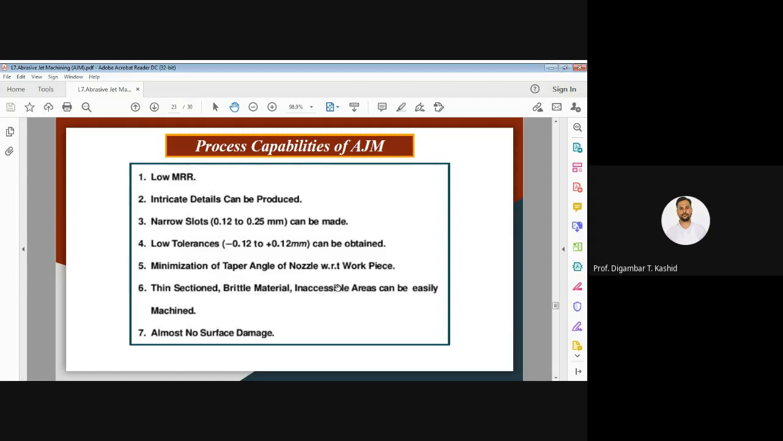You can also produce a narrow slot of 0.12 to 0.25 mm, and low tolerance can be achieved within the process. Thin sections and brittle materials can be easily machined using this process. And there is no heat affected zone or thermal damage to the workpiece using this. So this point is to be noted.